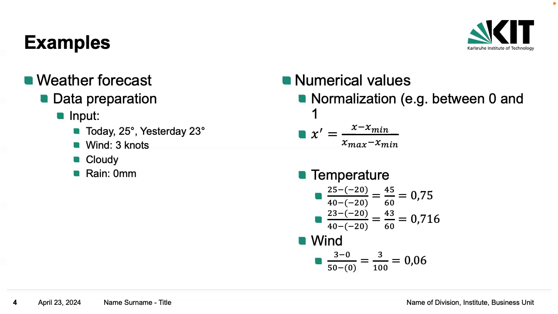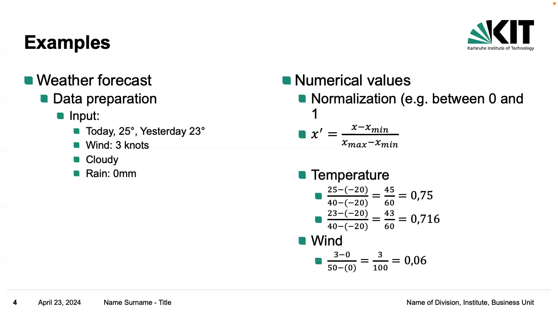That makes it easier to get different types of input. They're all treated the same. Now, it doesn't matter if it's temperature or wind or so, they all will be more similarly distributed. It might be easier to learn things than when you have some very high values in one place and very low values somewhere else. Based on that, your temperature is like 0.75 and 0.716, and your wind is 0.06 or something like that.